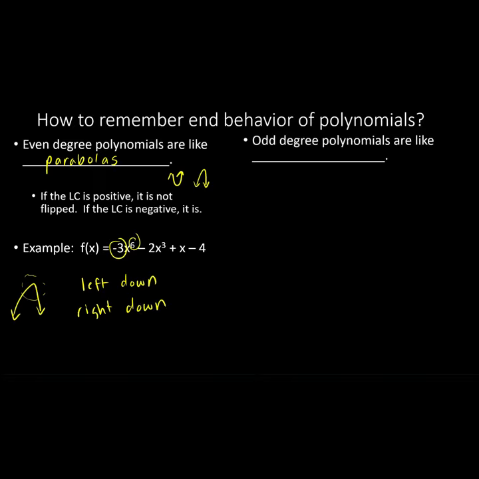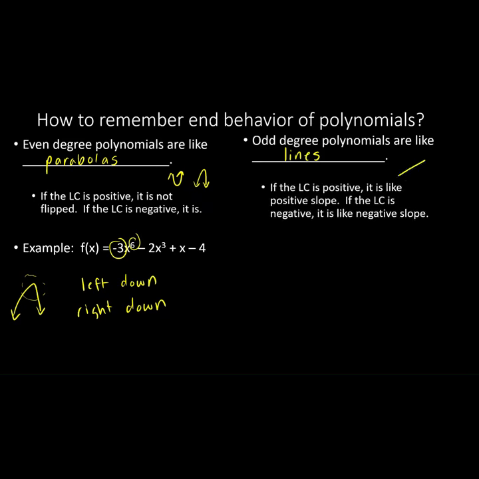Odd degree polynomials are like lines because lines are polynomials of degree 1. So if you can remember what lines do, you can extend that to other polynomials. If the leading coefficient is positive, it's like having a positive slope, and the graph will look like this at the ends. If the leading coefficient is negative, it's like having negative slope, and the function will look like that at the ends.